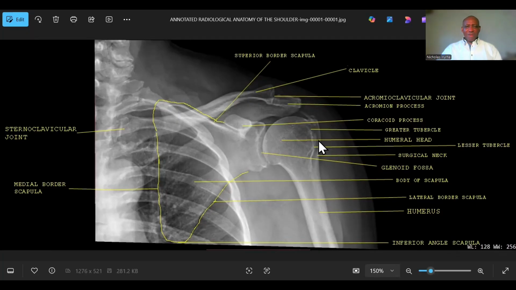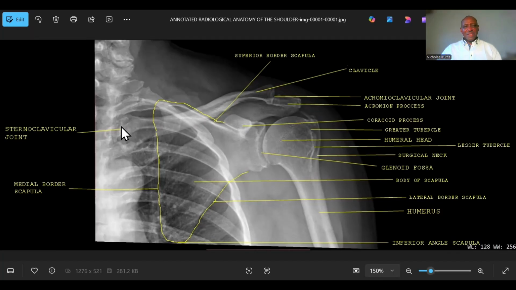In the X-ray of the shoulder, the first thing you will see is the clavicle. And after the clavicle, you will see the scapula. The scapula together with the clavicle form the shoulder girdle. And with the humerus, they now form the bony framework for the shoulder. Then we'll start with the clavicle.